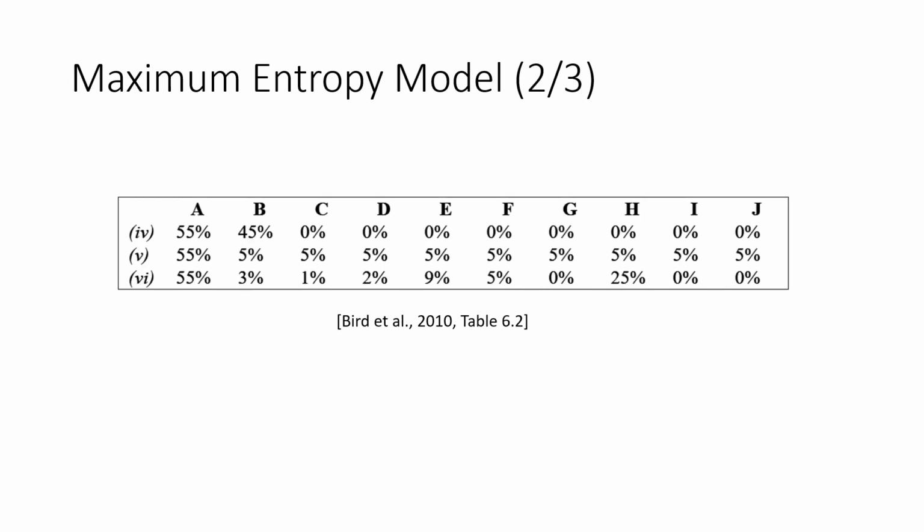Next, suppose that we are told that sense A appears 55% of the time. Once again, there are many distributions that are consistent with this new piece of information, such as these given in the table, distributions 4, 5, and 6. But again, we will likely choose the distribution that makes the fewest unwarranted assumptions, in this case distribution 5.